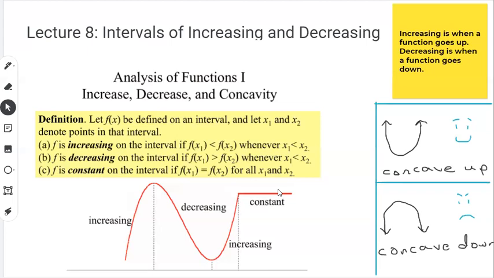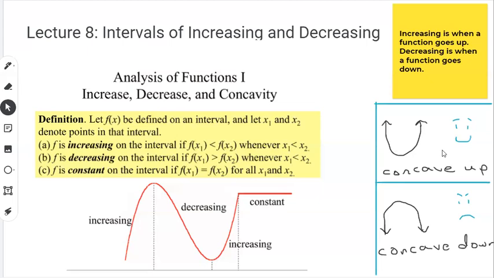Okay, so before I leave this slide, I did want to tell you that concavity might be a thing that you're going to see. So if a function is concave up, that means that you have a U shape and it's basically going upwards on both sides. And the way I like to think about it is if you have a smiley face, that means you're concave up.